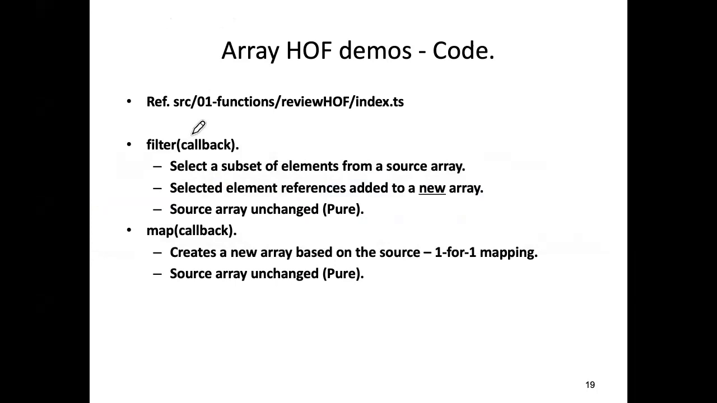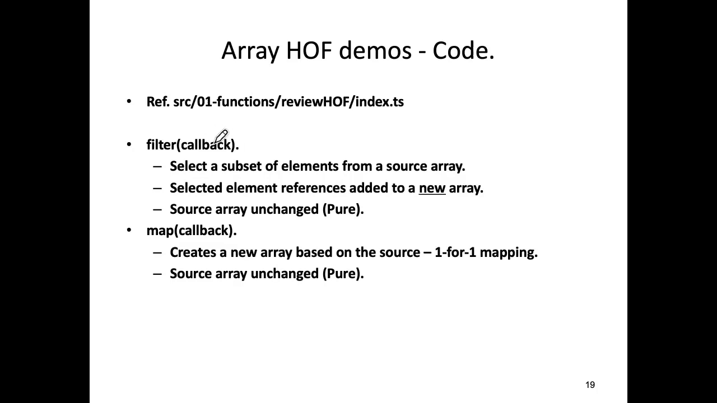Filter, again, only takes one parameter, which is a function. The way filter works is it selects a subset of elements from the source array and puts them into what we'll call an output array. It doesn't actually change the source array, by the way. The subset that it selects is controlled by the callback, because filter invokes the callback once for each element in the source array.